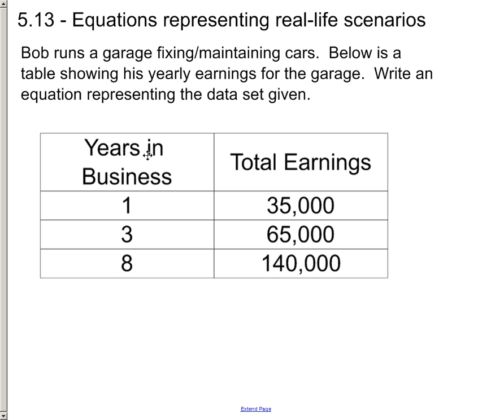So here we are. Bob's running a garage. First year in business makes $35,000. Third year in business makes $65,000. 8 years in business makes $140,000. Let's just do the same thing we've been doing and make this into an equation.